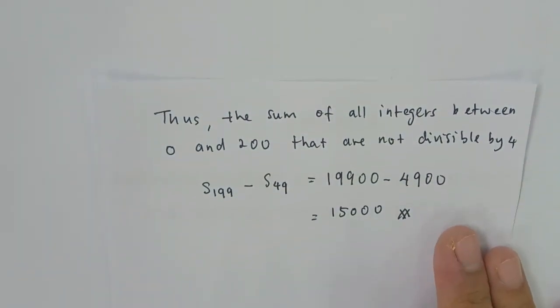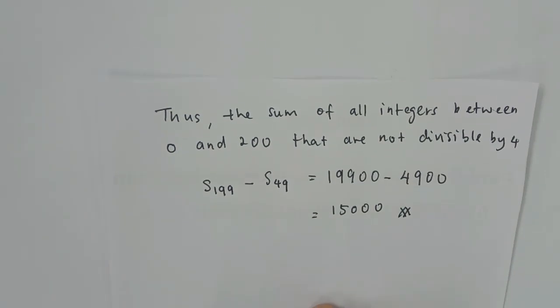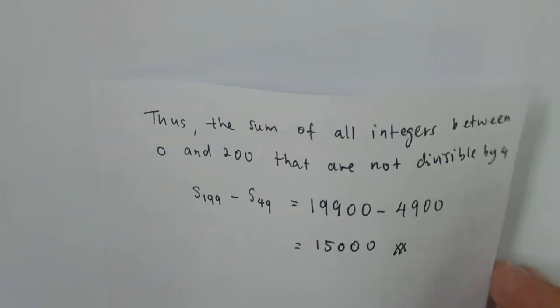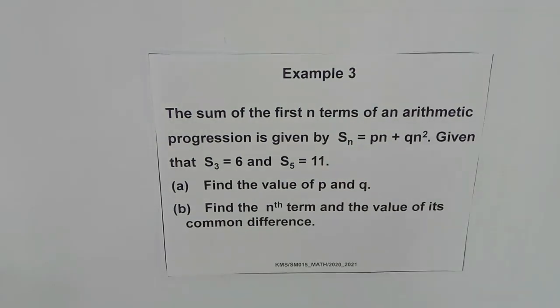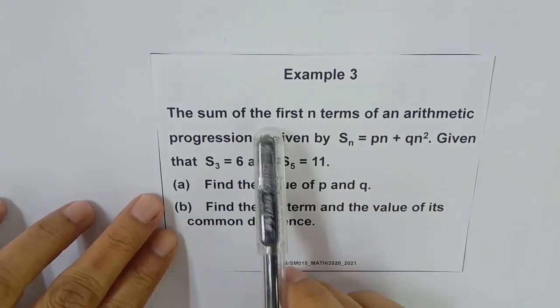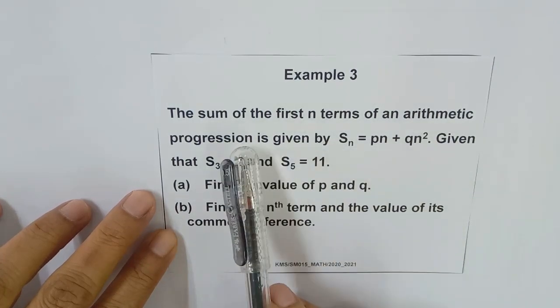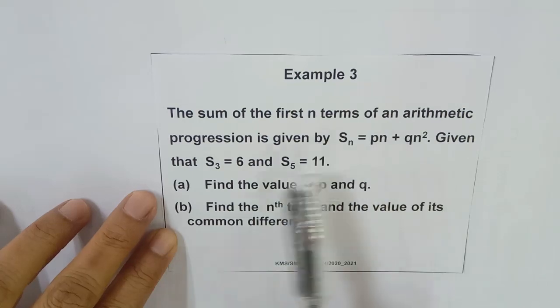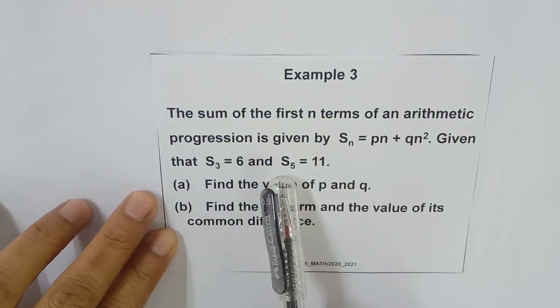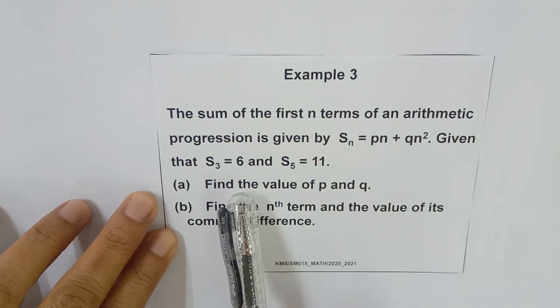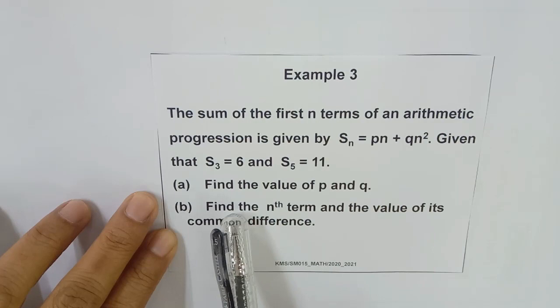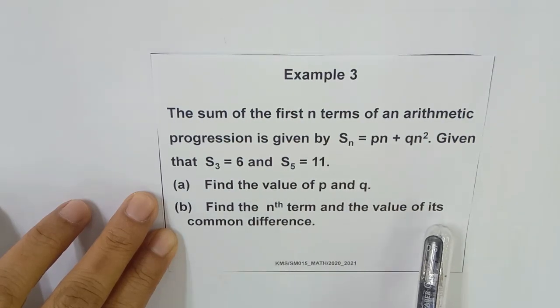Okay, next we proceed to example 3. Example 3. The sum of the first n terms of an arithmetic progression is given by Sn equal to Pn plus Qn square. Given that S3 equal to 6 and S5 equal to 11. A, find the value of P and Q. B, find the nth term and the value of its common difference.